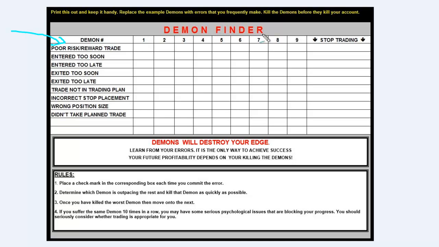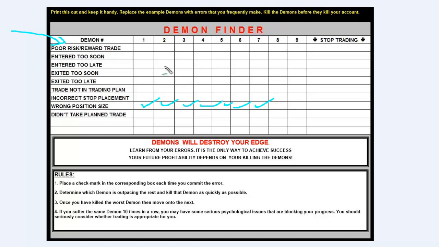But you want to see at a glance, without needing to refer to some complex journal, where are you getting it wrong? Where are your problems? There'll be people here that are coming in every day and saying wrong position size. So learn from it. You don't need to tick all the way up to number 10.